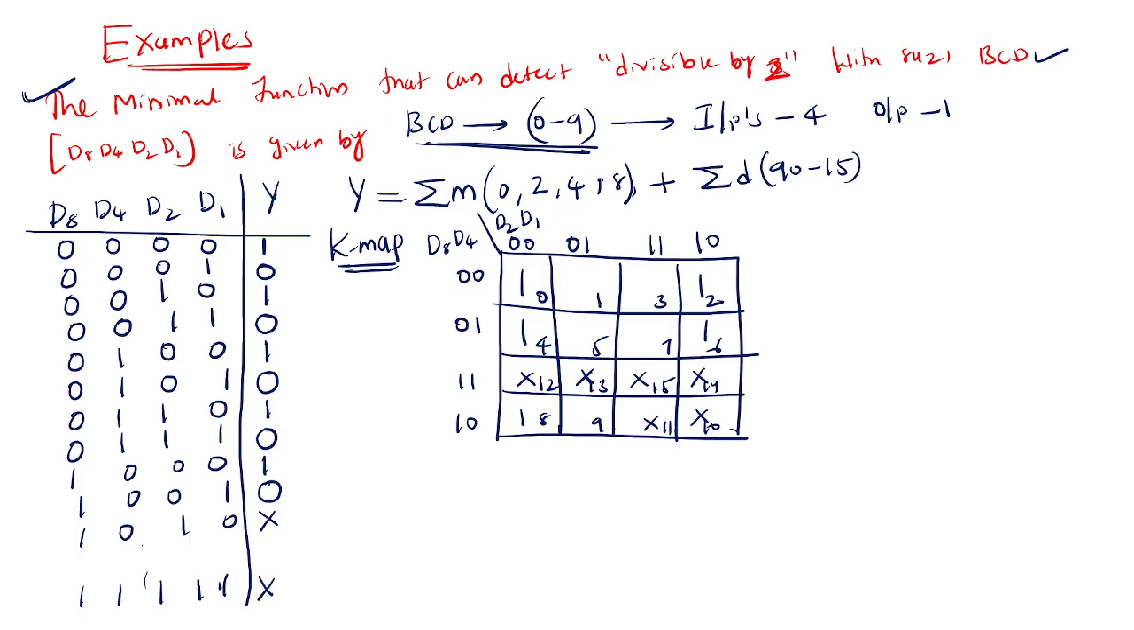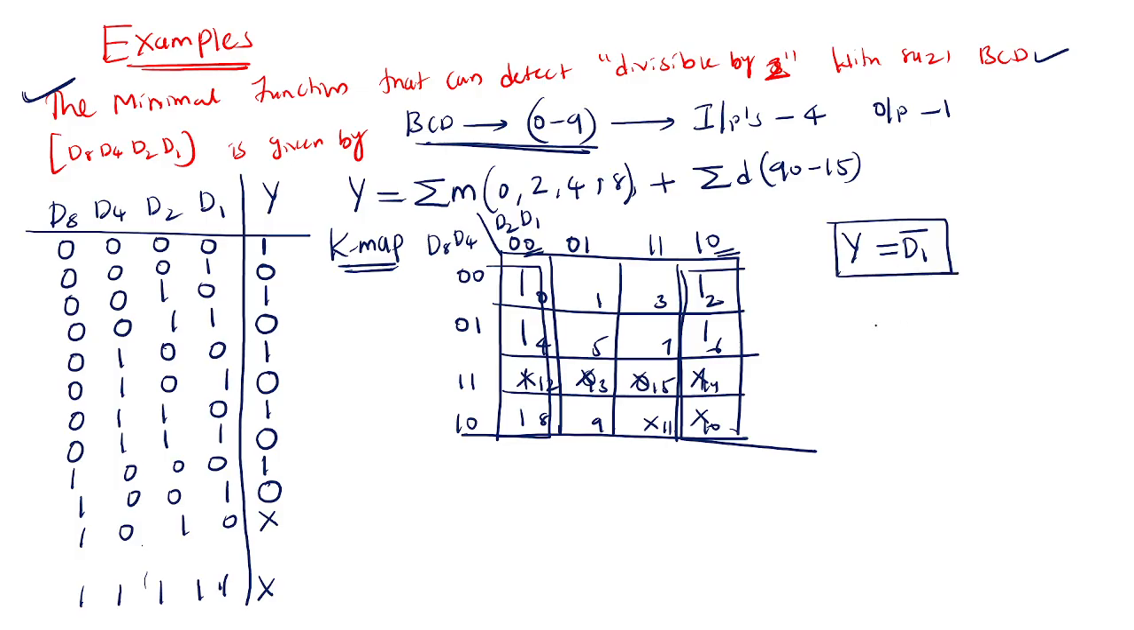Don't care K maps we have already seen. Depending on the possibility, you can consider a don't care as either 0 or 1. Here I'm considering these don't cares as 1, and these as 0. If you consider these don't cares as 1, I will get one octet. An octet eliminates 3 variables. Here, which is common? 0 is common, so I will get Y equal to D1 bar.